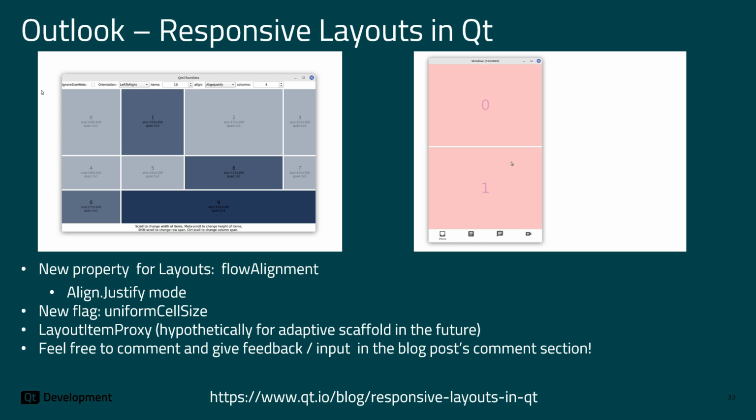There is also the option of setting a flag called uniform cell size on a layout, which is popular in web design. For example, this flag allows you to easily create a layout with equally sized rows and/or columns. Another new contender is the layout item proxy, which enables you to have multiple layouts where one of them is activated depending on the available screen or window space. These are only some of the examples of new features. If you want to know more about this, check the blog post Responsive Layouts in Qt. The link is shown on the bottom of this slide.